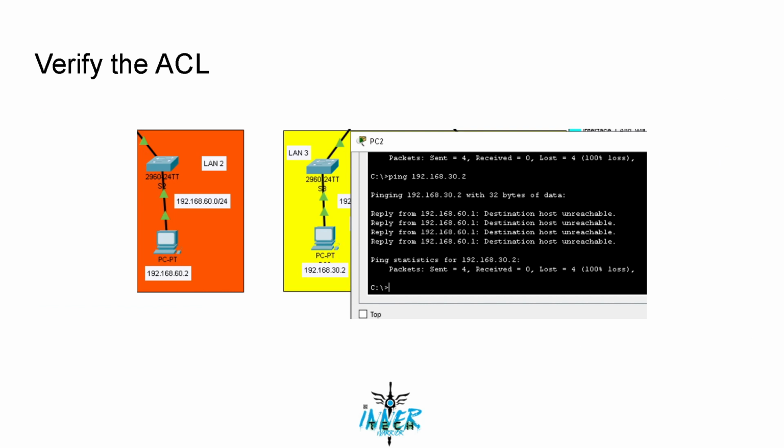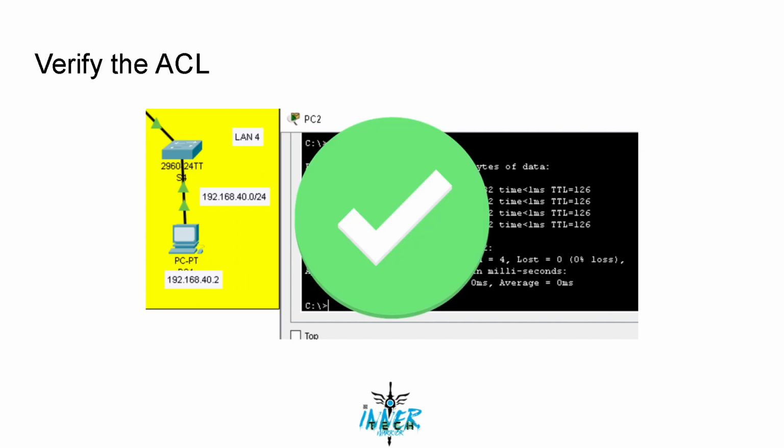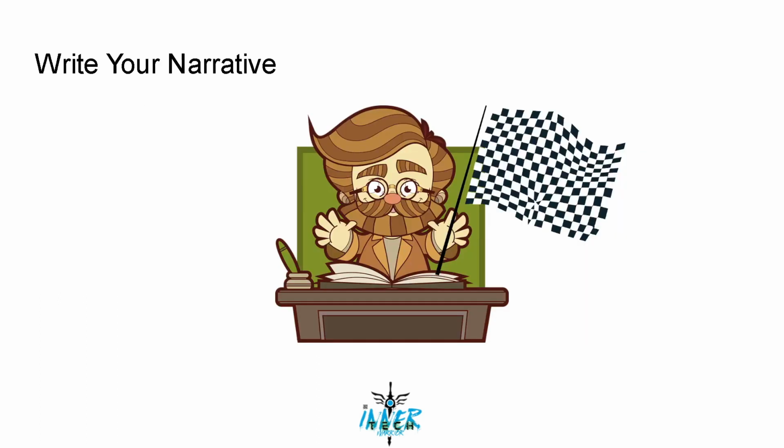Let's see if we can verify what we changed by pinging from PC2 to PC3 and 4. Notice PC2's attempts to ping PC3 now no longer works as we're blocking ICMP traffic. But PC2 can still ping PC4. Great, so it worked. Now take the time to write your narrative.